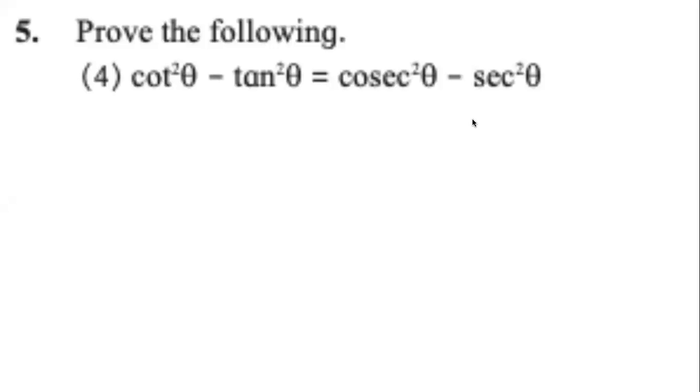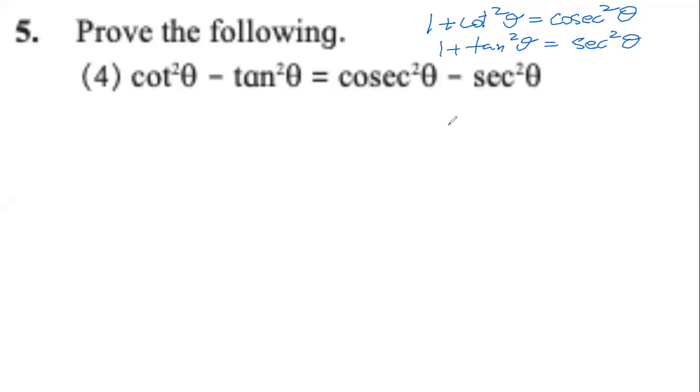Okay, Anushka. Yes, that is the kind of identity we need to use. What Anushka said is this. She remembered that 1 plus cot square theta equals cosec square theta. Similarly, the other identity is 1 plus tan square theta equals sec square theta.